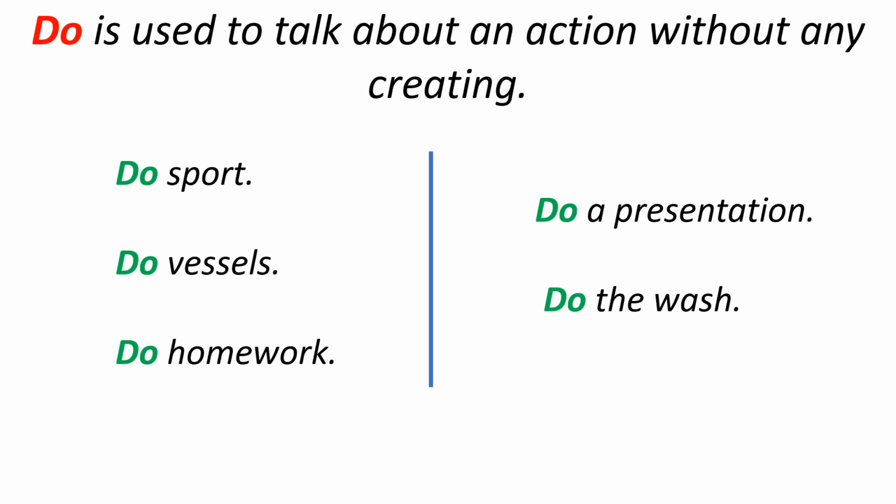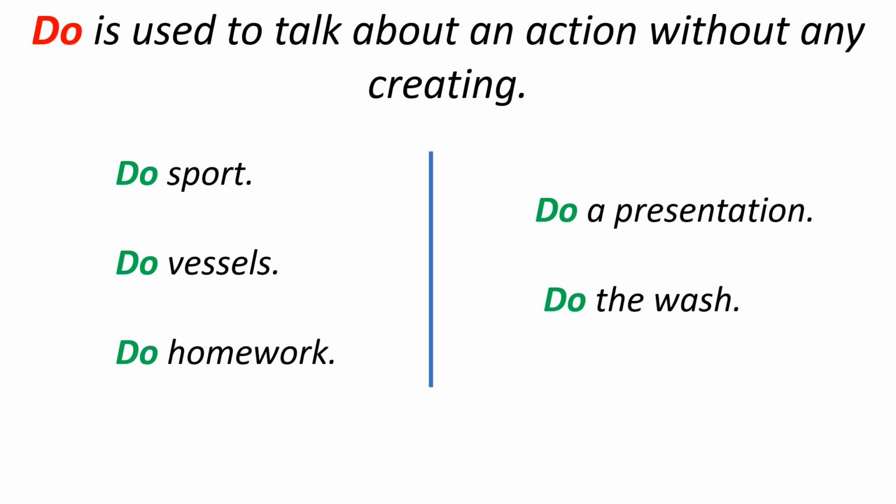Do is used to talk about an action without any creating. So if you didn't create anything, we use the verb do to express that. Let's show some examples. For example, do sports.